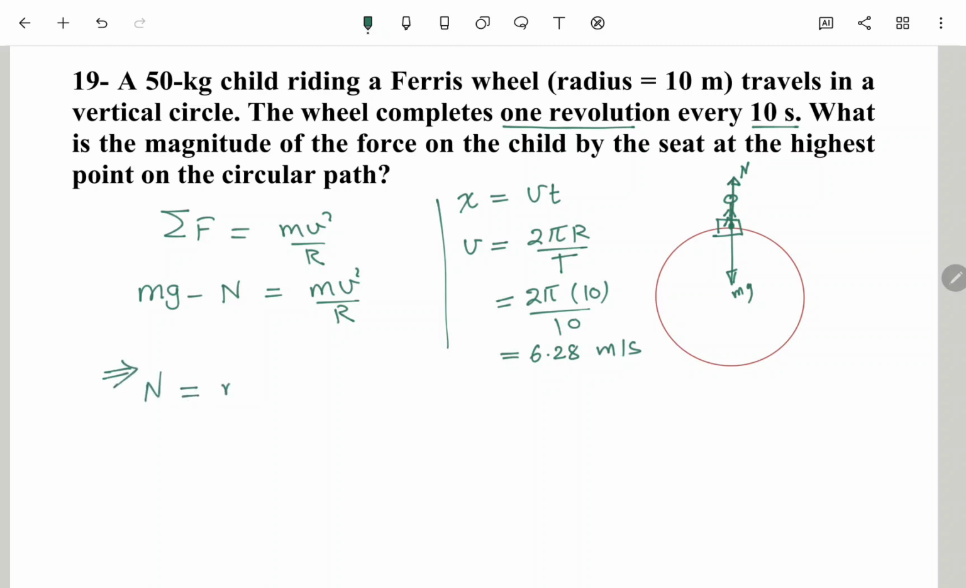Now you substitute this v back in this equation, and you will find the normal force equals mg minus mv squared over r, or 500 minus 197. In other words, the normal force, or the force exerted by the seat on the child at the highest point, equals 302 newtons. That's it.